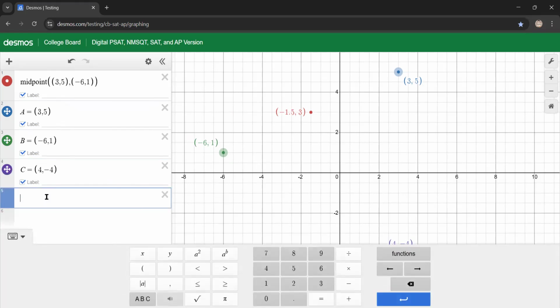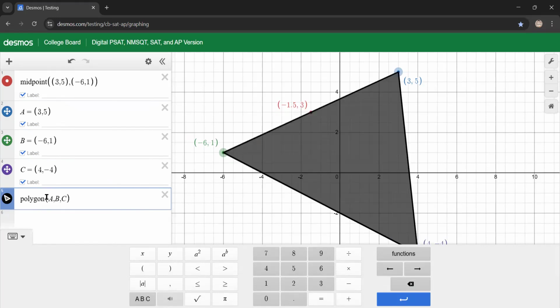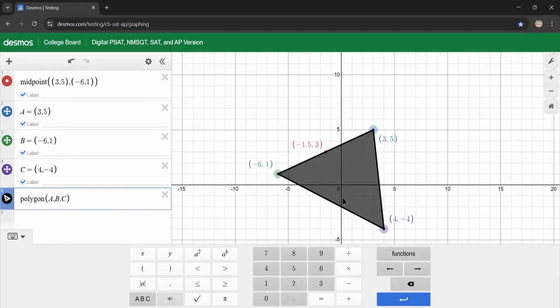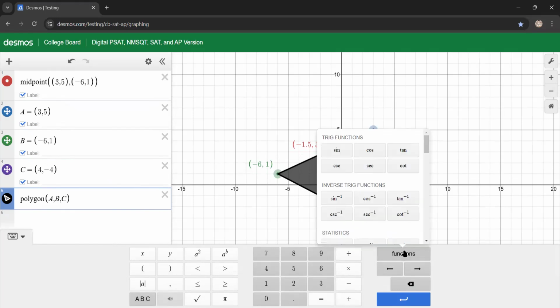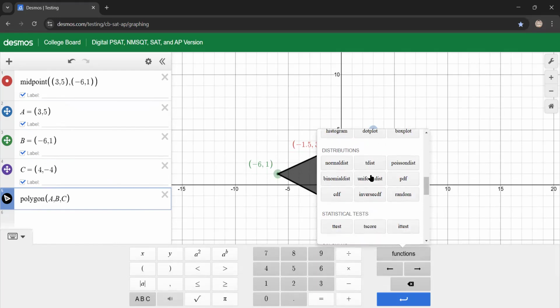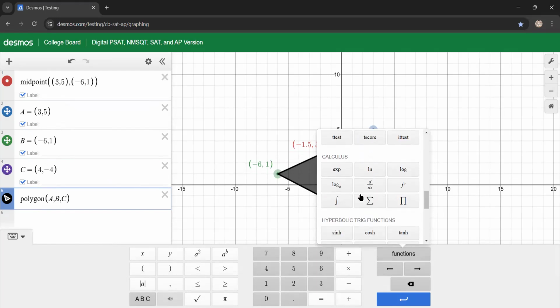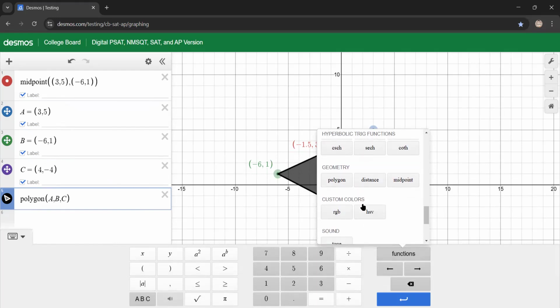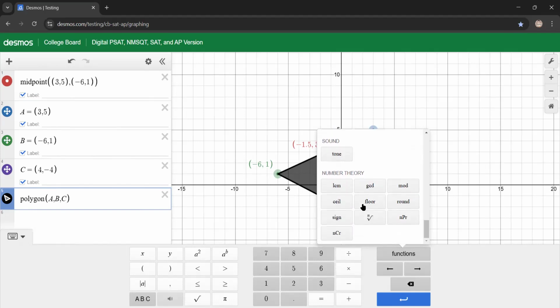Yes. I can draw a polygon. Polygon between A, B, and C. Okay, and tada, you have the polygon in Desmos. Okay, again, I don't know why you would use it, but it is there. So, you won't be using such a thing in SAT, but yeah, you should know a few things.